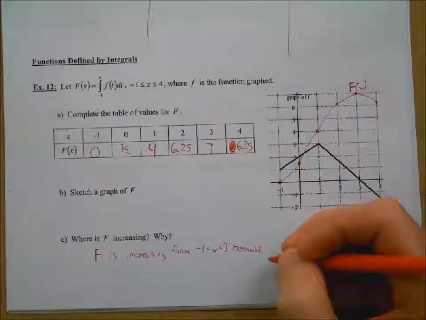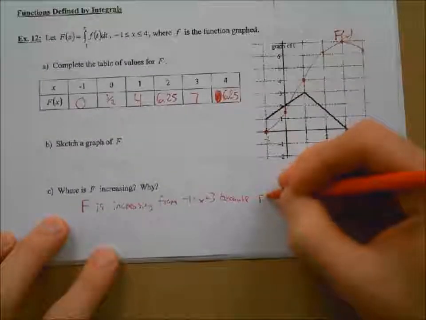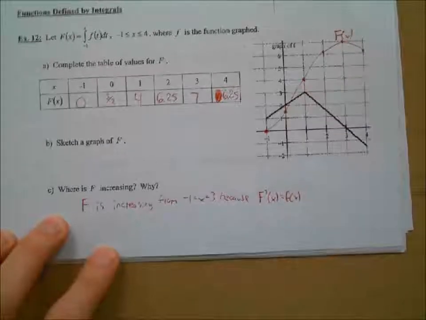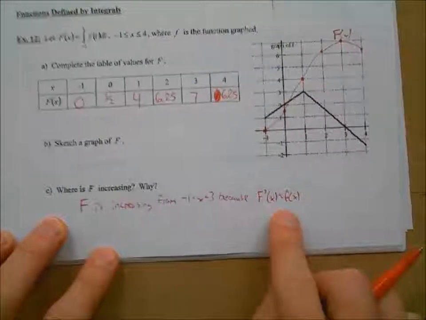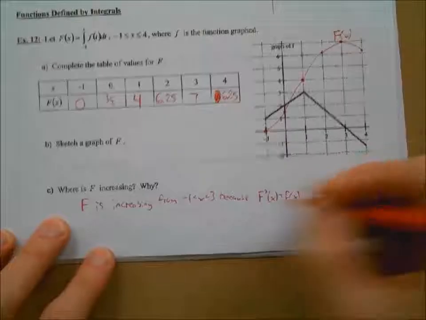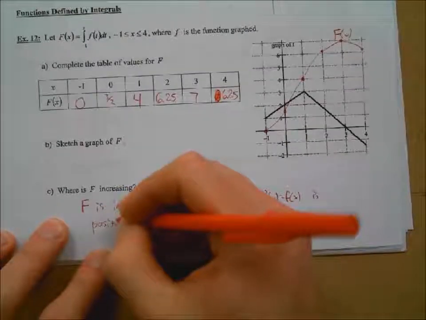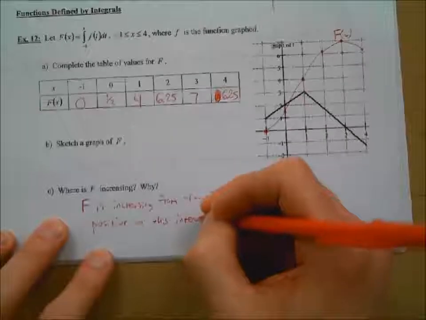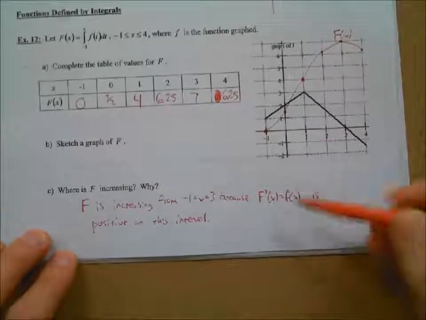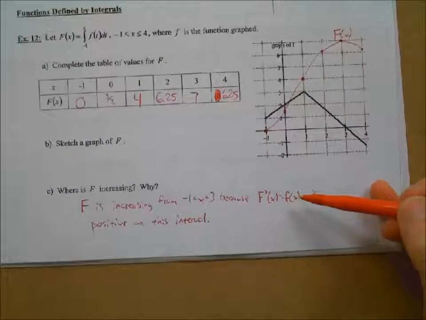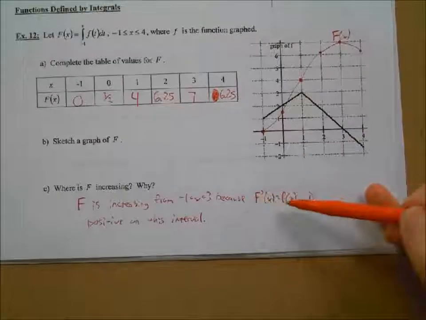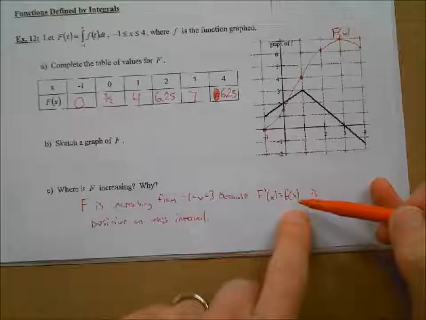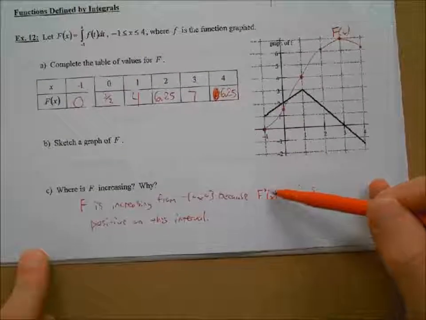And I like to write this. I think this is maybe a safer way to write it because F prime of x equals f of x. Okay, I like to establish that these are the same thing. Is positive on this interval. I do this because I'm not sure if just saying because f of x is positive on this interval works, because we're talking about capital F but we're using lowercase f. I think it's important to establish that capital F prime is f.